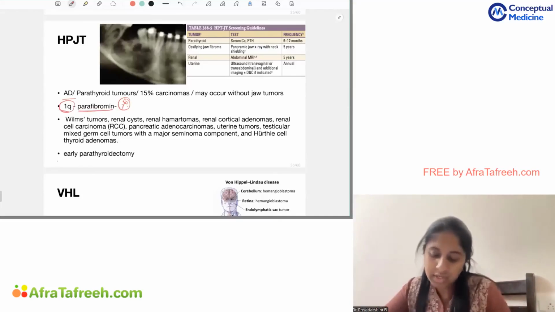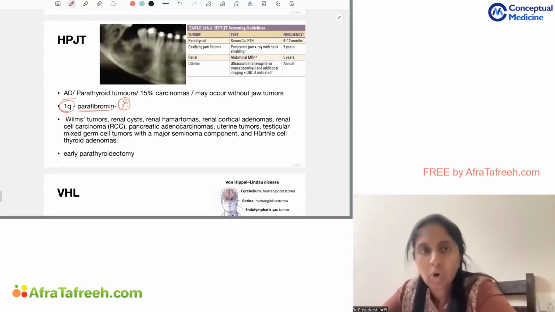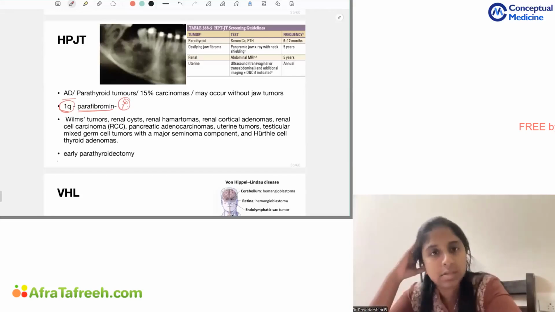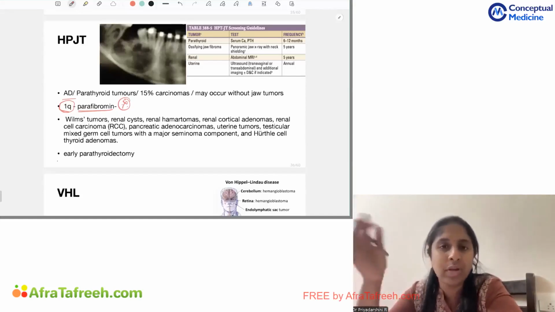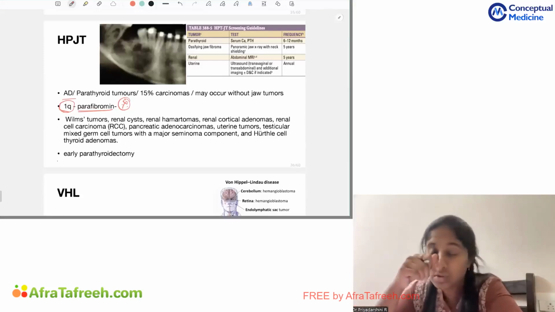So usually what happens is that they end up with a lot of parathyroid excess. So hyperparathyroidism would be there, and mostly it would be an adenoma sort of thing. And around 15 to 20 percent of the adenomas will end up having carcinomas. So it's very, very risky.